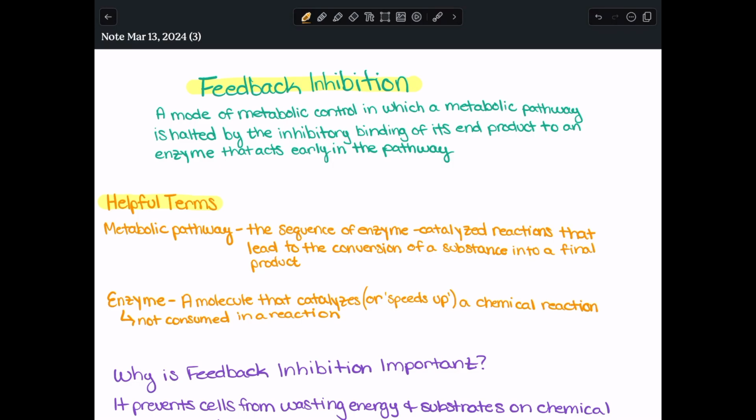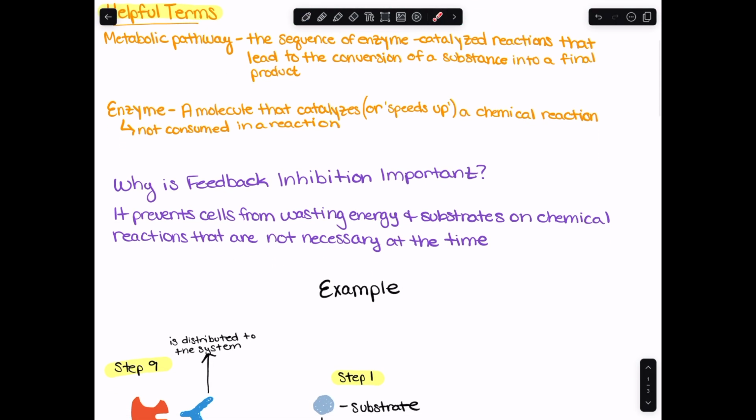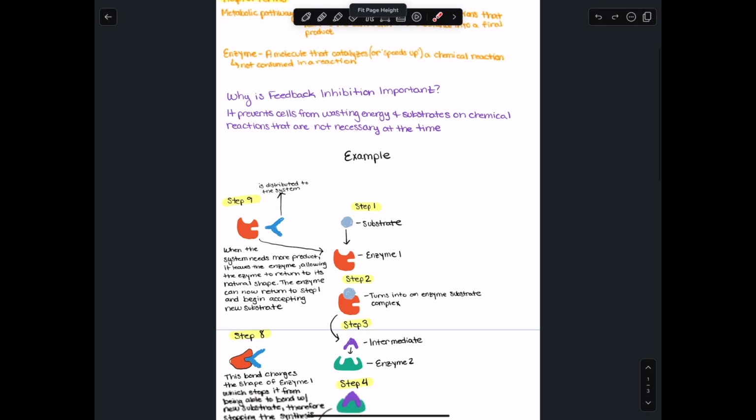Today we are going to be talking about feedback inhibition. We are going to be going over the definition of feedback inhibition, as well as some helpful terms. We're going to be going over why feedback inhibition is even important, and we're going to be going over this diagram that I drew out for you guys.